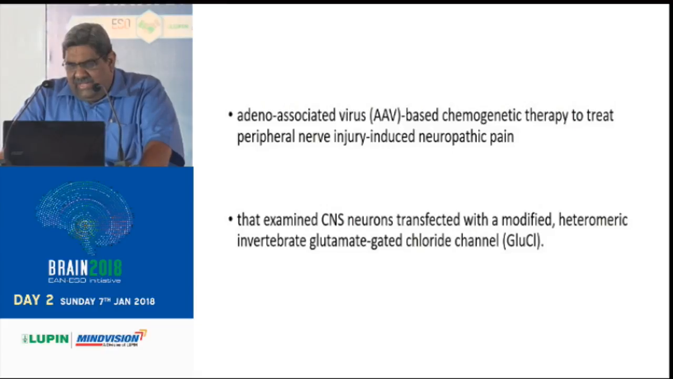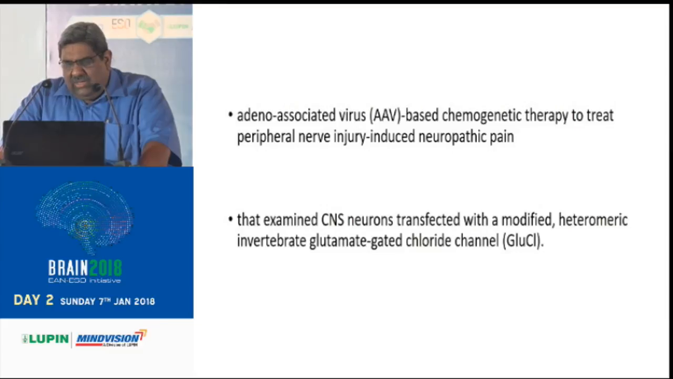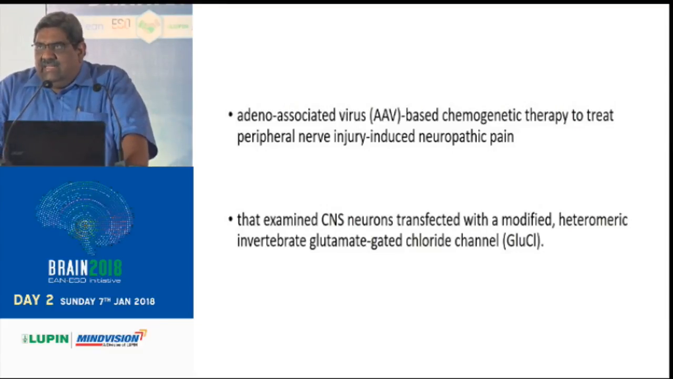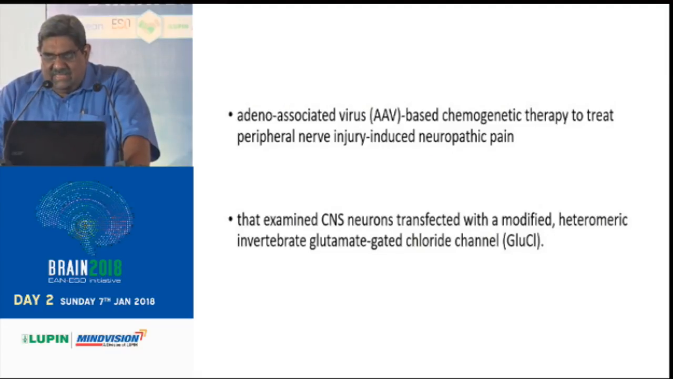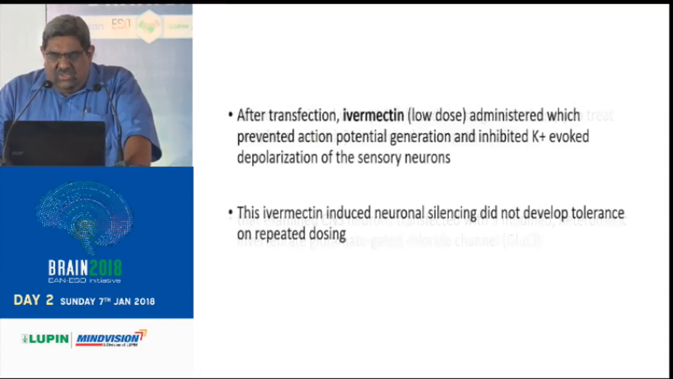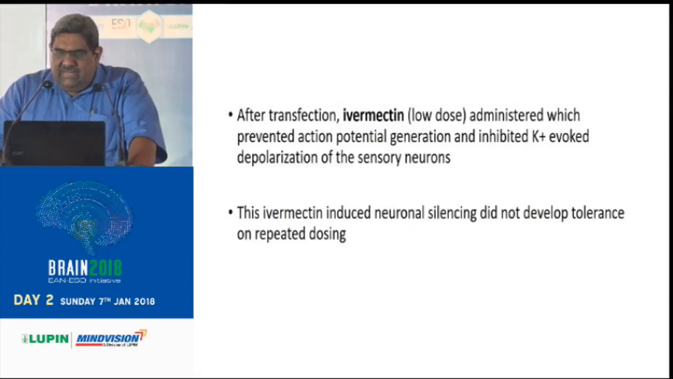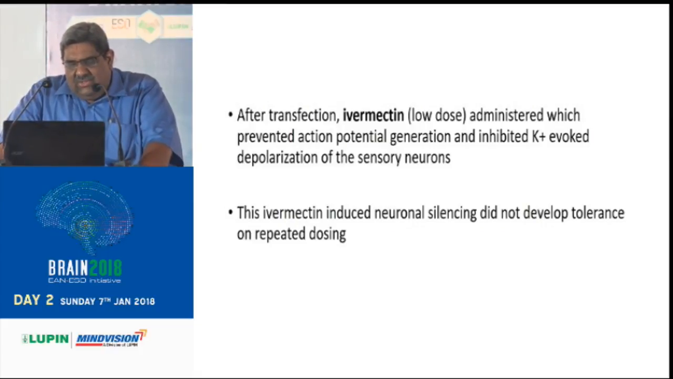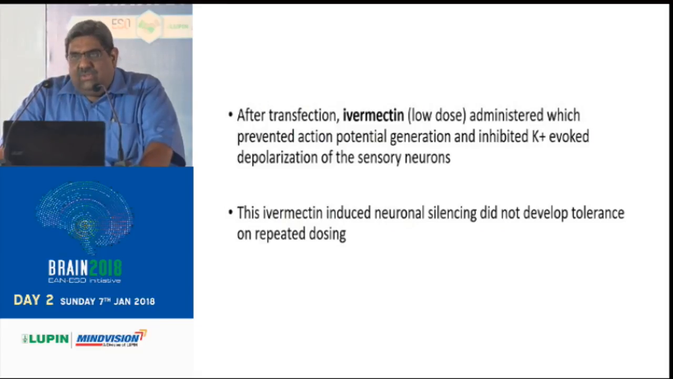The examined CNS neurons are transfected with a modified heteromeric invertebrate glutamate-gated channel. The glutamate channel is transfected with the AAV virus, and after transfection a low dose of ivermectin is administered, which prevented action potential generation and inhibited potassium evoked depolarization of the sensory neurons. This ivermectin induced neuronal silencing did not develop tolerance on repeated dosing.